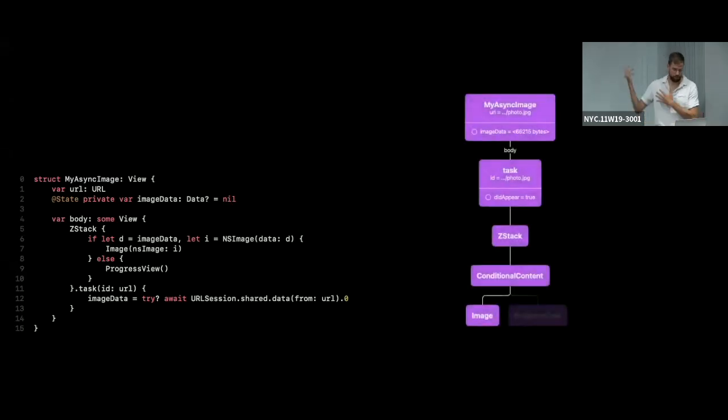So this is how the render tree would look: identity is photo.jpg and didAppear equals true. And then whenever that identity changes, SwiftUI will also re-execute this.